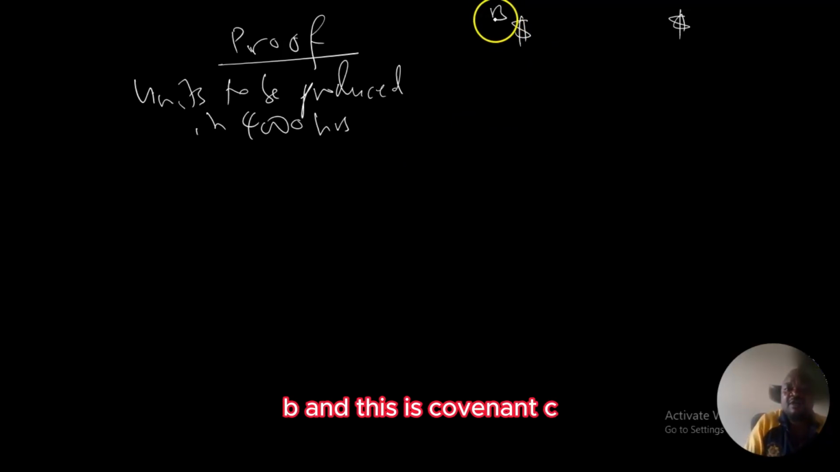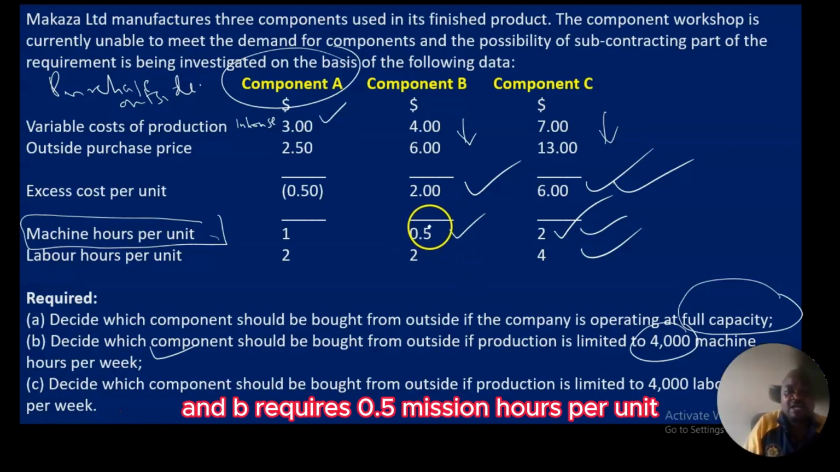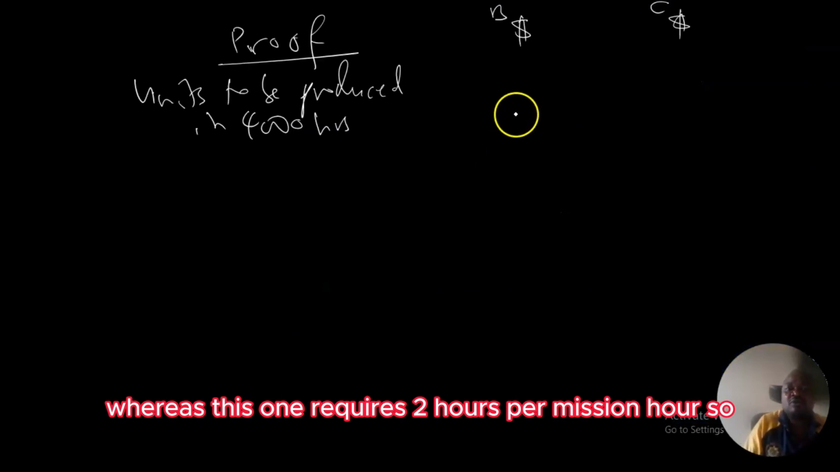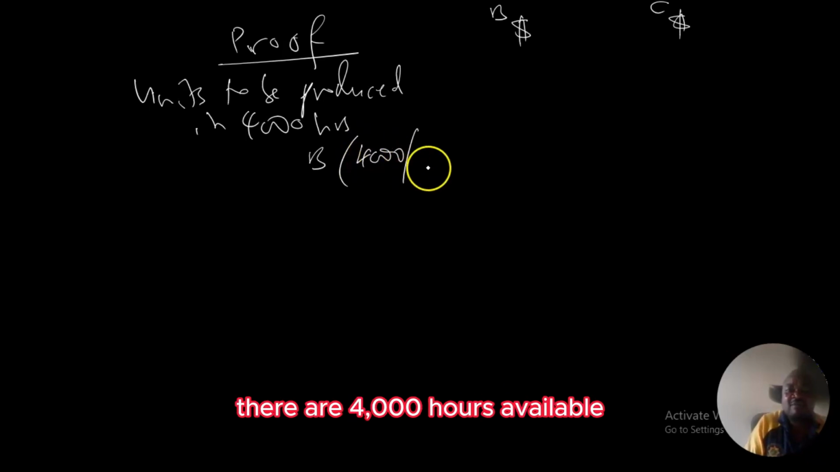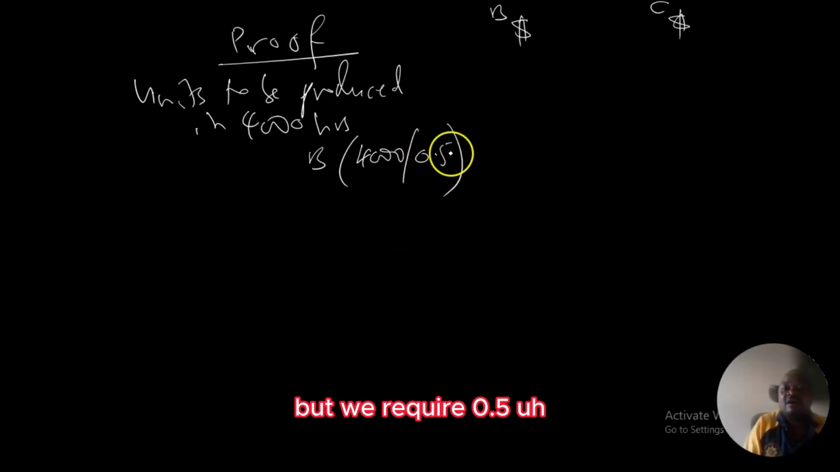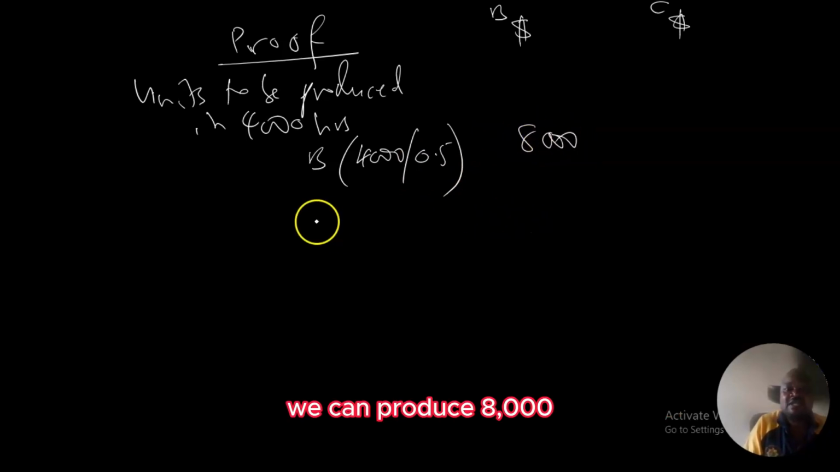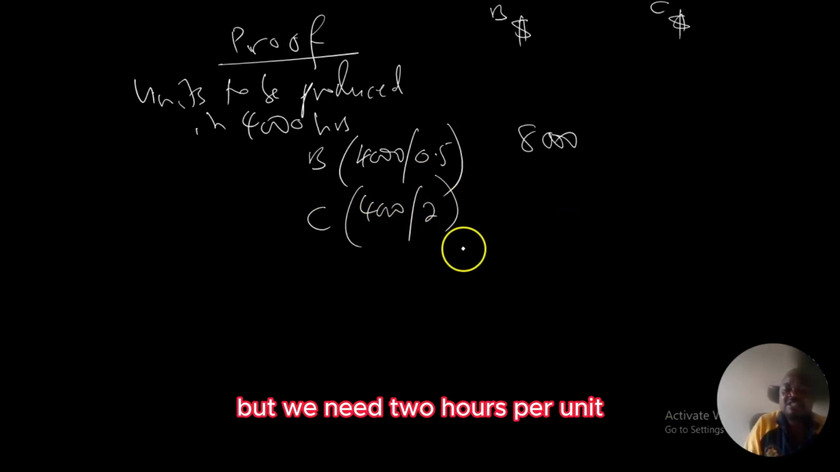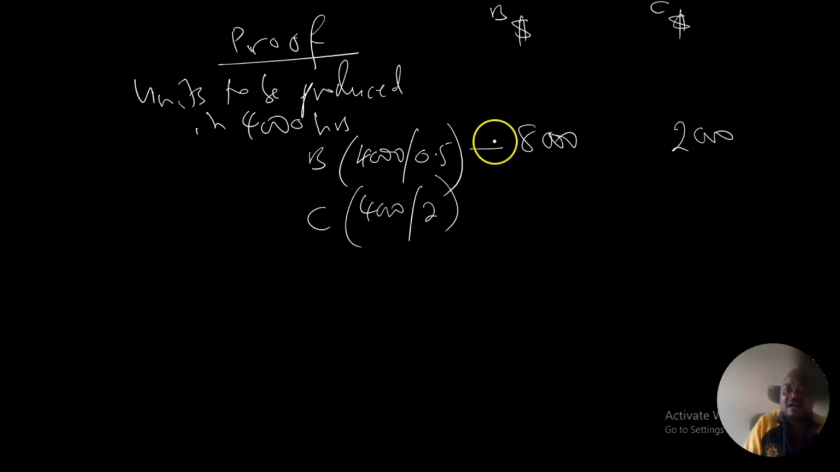We then ask ourselves, this is component B and this is component C. Component B requires 0.5 machine hours per unit, whereas this one requires 2 machine hours per unit. So for B, there are 4,000 hours available, but we require 0.5 hours per unit, which means we can produce 8,000. But for C, we have 4,000 hours available, but we need 2 hours per unit. So we can manufacture how many units for C? That's 2,000. Are we together, ladies and gentlemen?